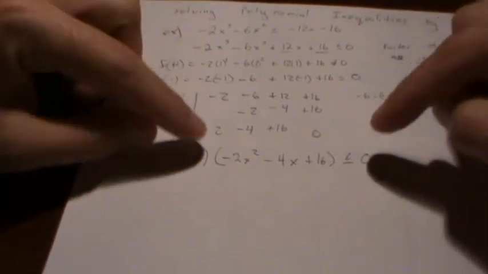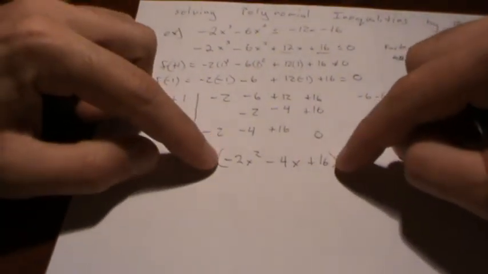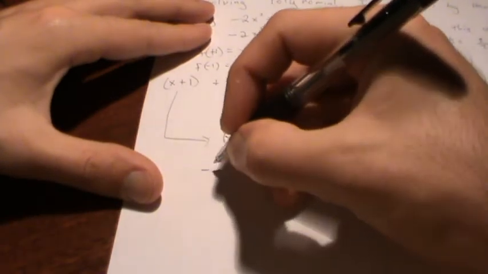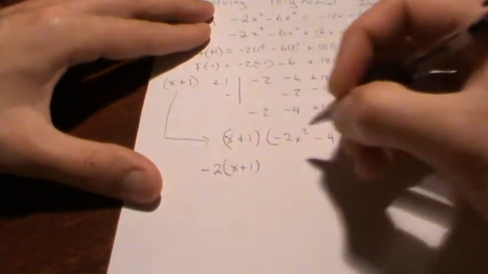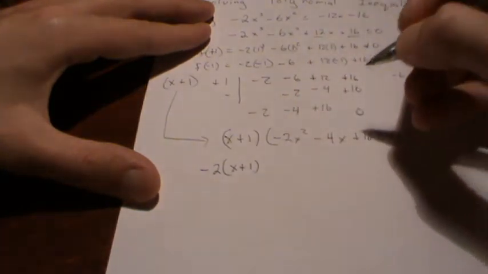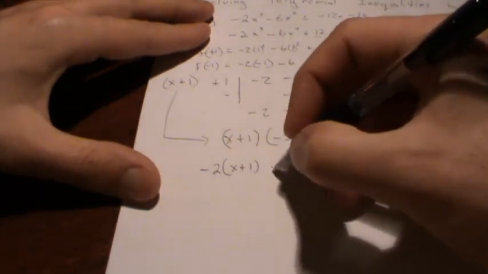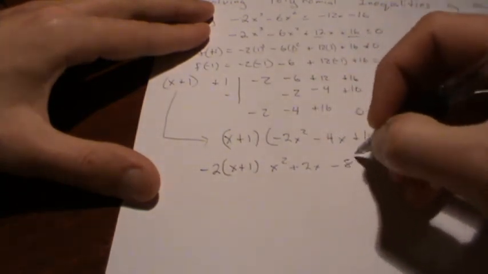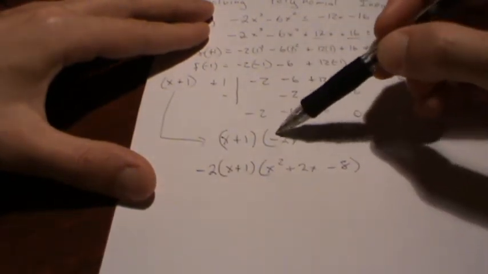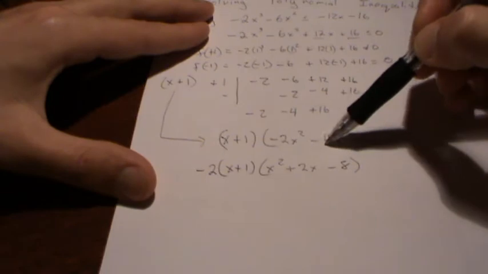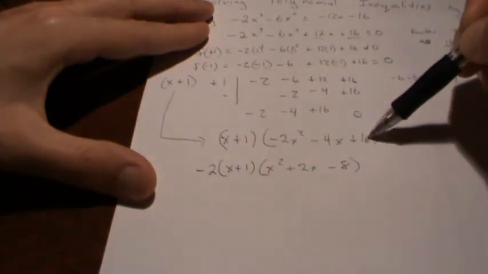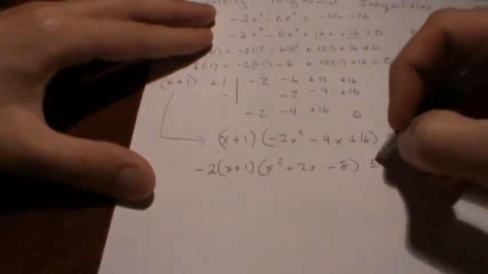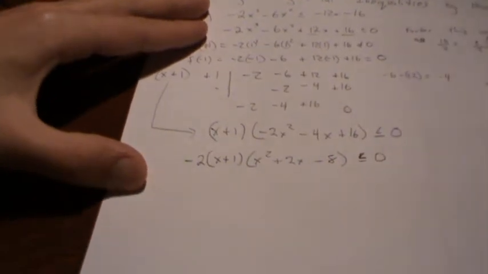Like that. Now it looks like I can factor out a 2 from here, actually. So I'm going to change this to a negative 2 times x plus 1. Then I'll factor out a negative 2, and I'll get x squared plus 2x minus 8. I factored out a common factor of a negative 2 here. A negative 2 here, I'm left with a 2. And a negative 2 here, and I'm left with an 8. This is still less than or equal to 0.